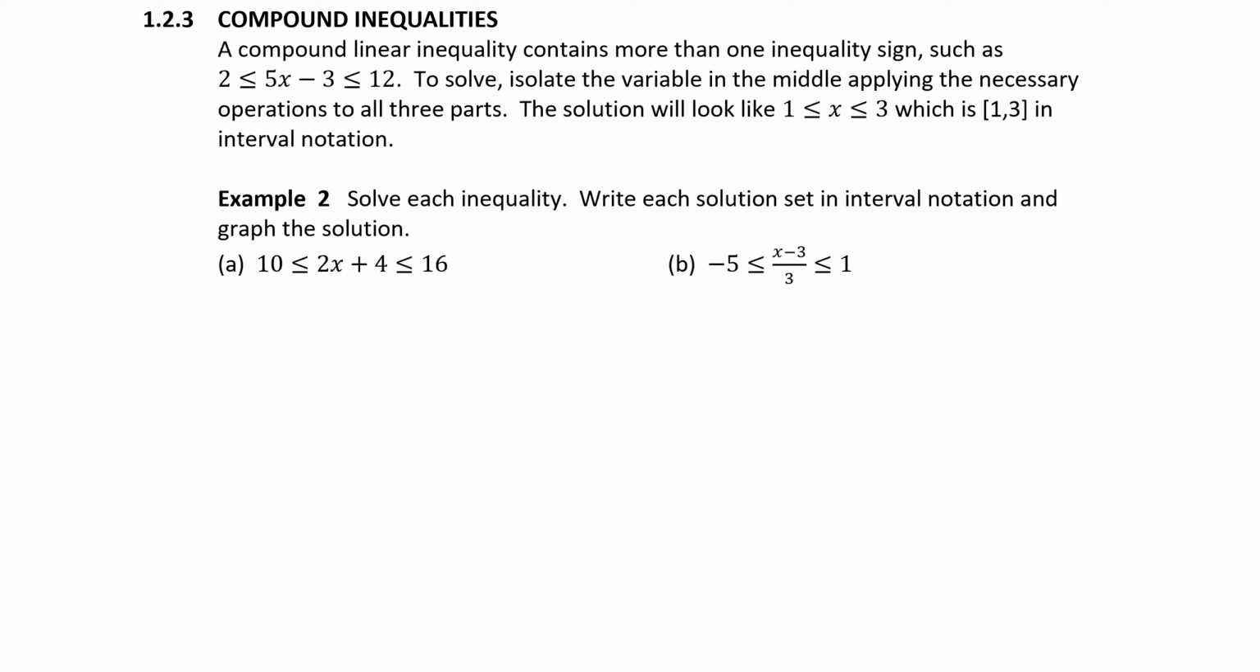So solving a compound inequality involves isolating the variable in the middle. When we solve a simple inequality, we isolate x on one side of the inequality and we apply the same operations to both sides. Here, our focus is the middle. Whatever it takes to isolate x in the middle, we're going to apply all those operations to all three parts. So we're just managing more information.